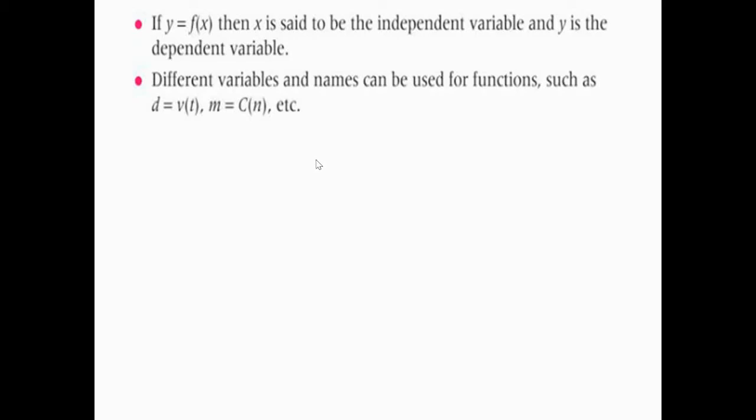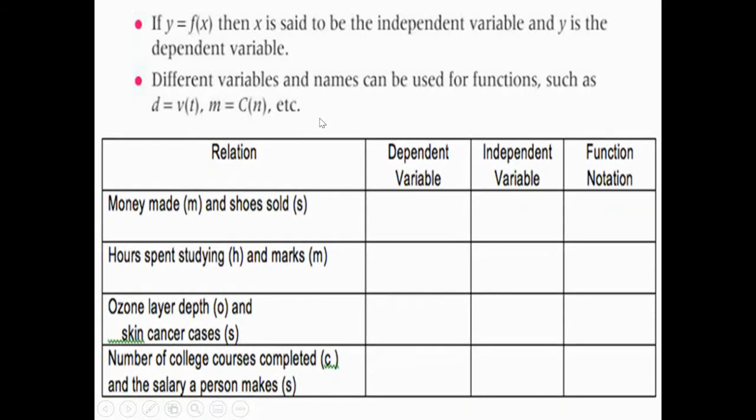How about this? Moving ahead with functions a little bit, we've been using f of x, g of x so far, but the main power of functions is beyond that, that we can name equations or relationships between things using any letters we want, letters that make sense in context. So we've said y equals f of x. In that situation, x is said to be the independent variable, the input, right? y is the dependent variable. So we can use different variables, and names can be used, such as d equals v of t, m equals c of n, etc.